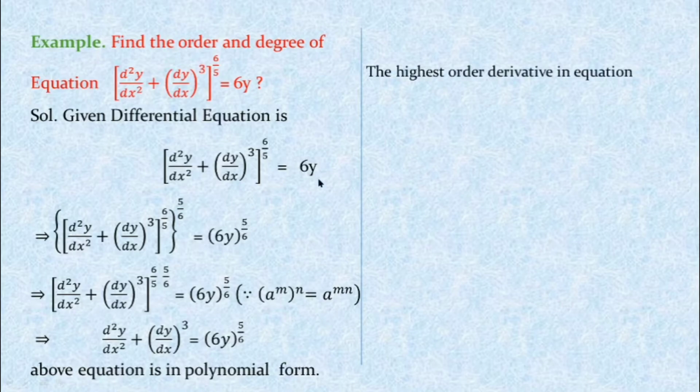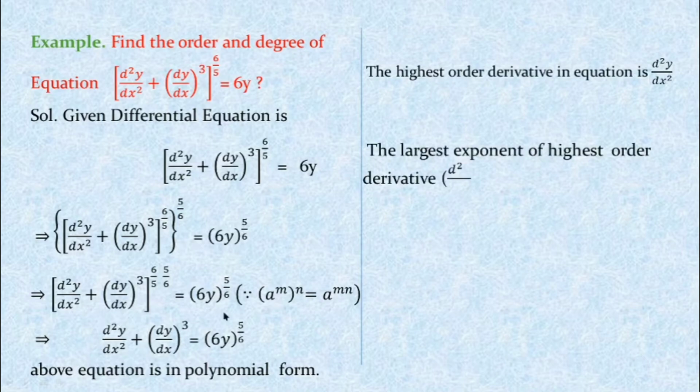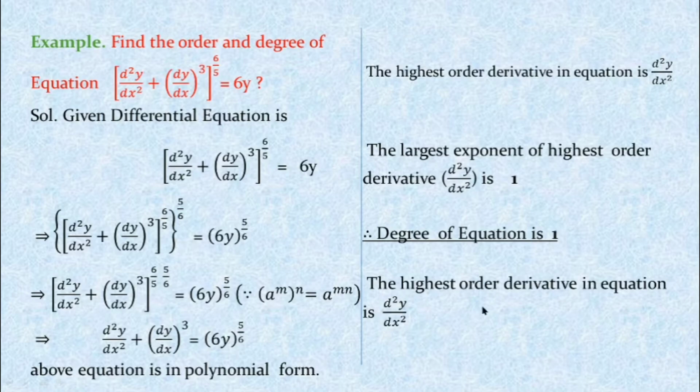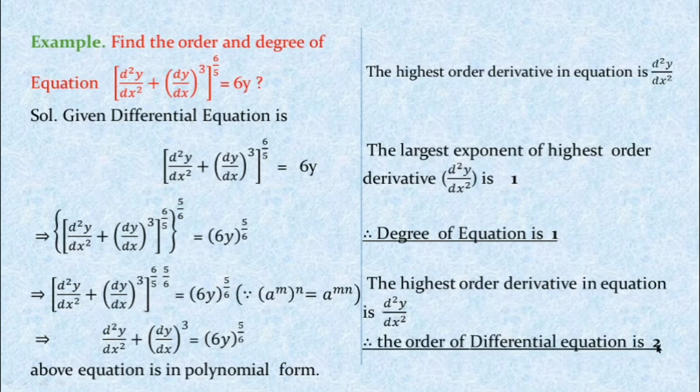Now the highest order derivative in the equation is d²y/dx². So the largest exponent for this highest order derivative is 1. There is only one d²y/dx², that is 1, the largest exponent of the highest order derivative. So that's why the degree is equal to 1. And now we go to order. What is the order of the differential equation? Order of the highest order derivative. Which is the highest order derivative? This is the highest order derivative. Now the order of this derivative is how much? 2. So the differential equation's order is also equal to 2.